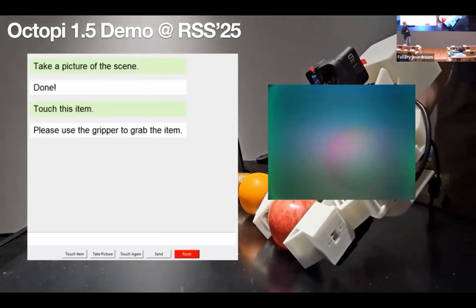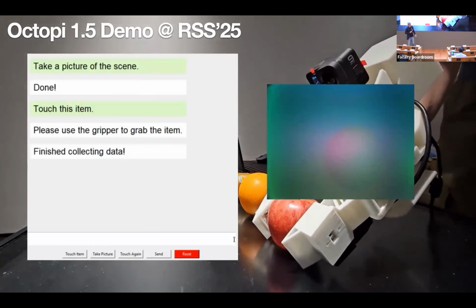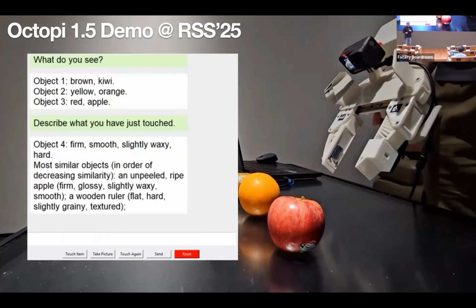Okay, can we mute the sound? Sorry, can we mute the sound? Oh, you cannot mute the sound? Okay, sorry about that. I forgot to mute the audio.